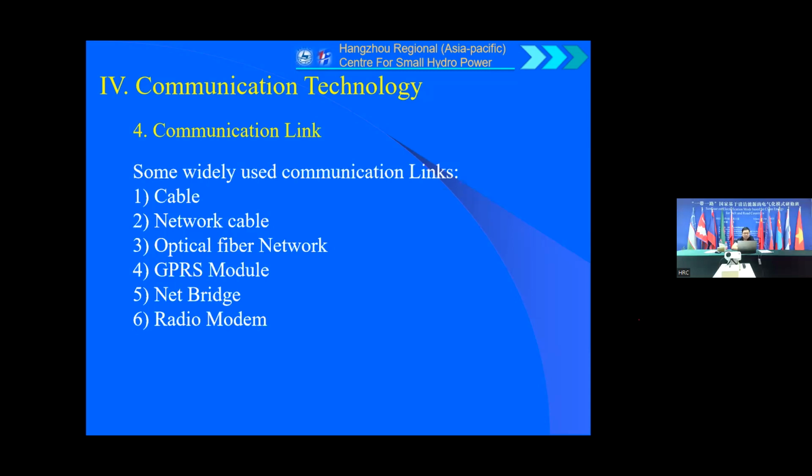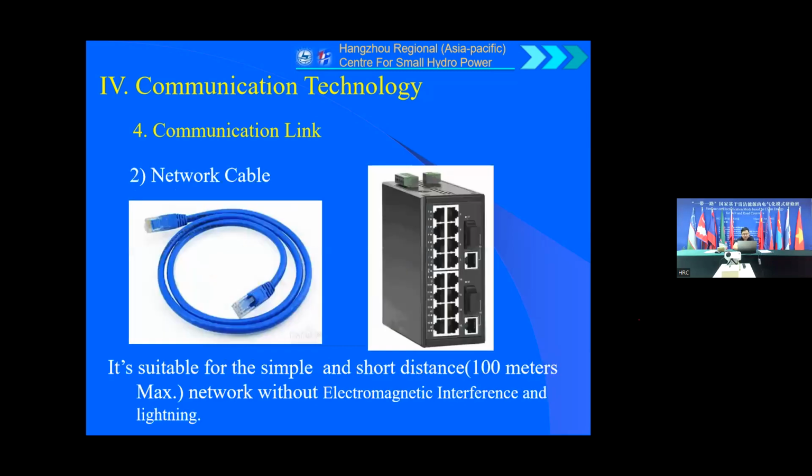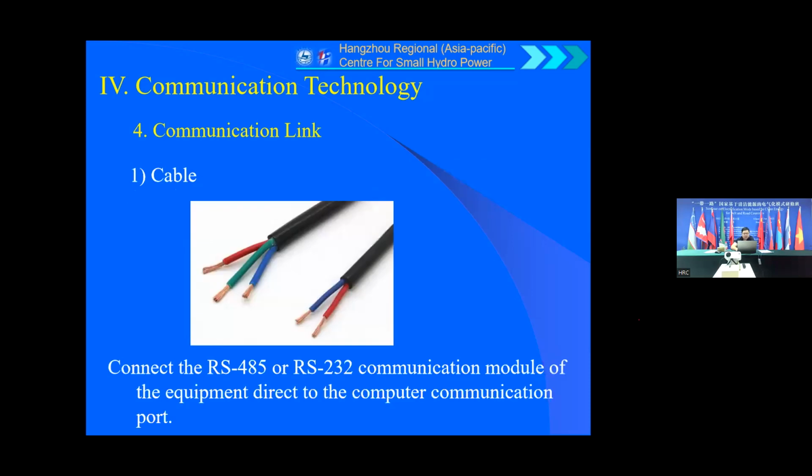Then we will talk about some of the communication links, including cable, network cable, optic fiber network, GPRS modem, net bridge, radio modem. Cable is very widely used. It will be used to connect the RS-485 or RS-232 communication port of the equipment directly to the computer communication port. This is the cable communication.